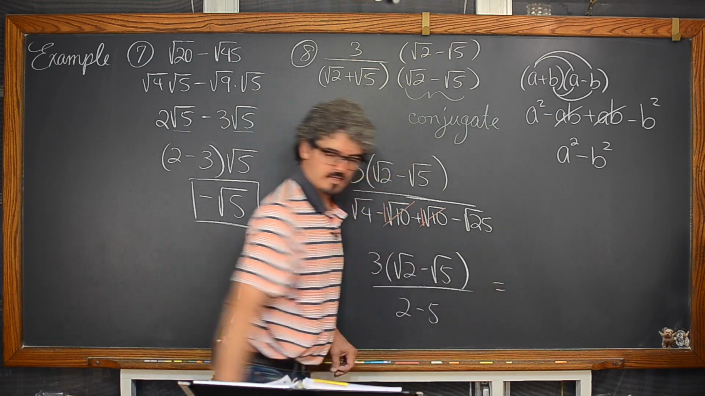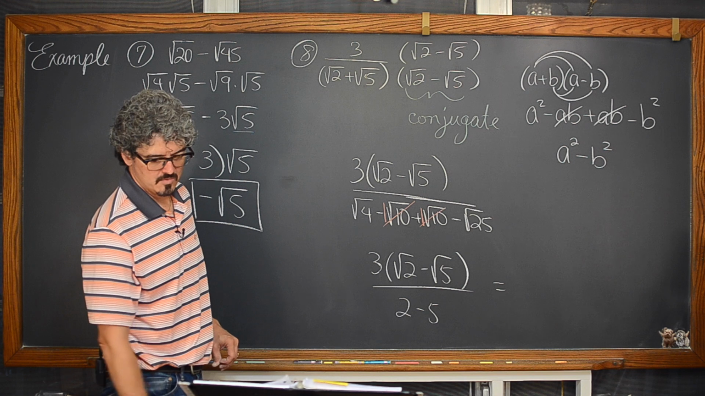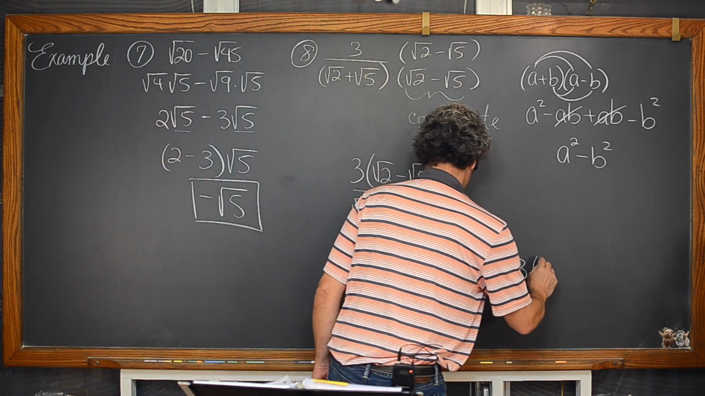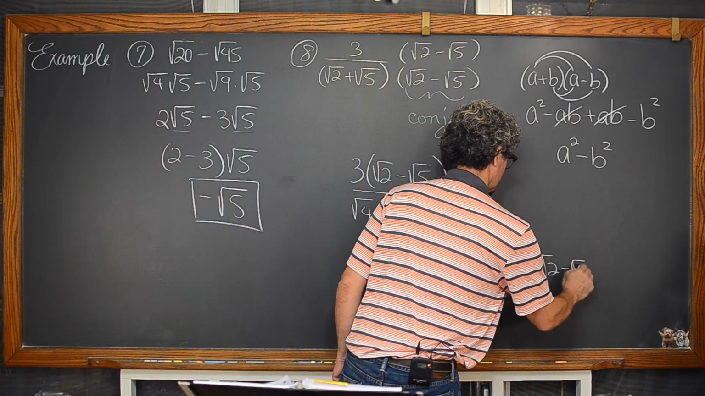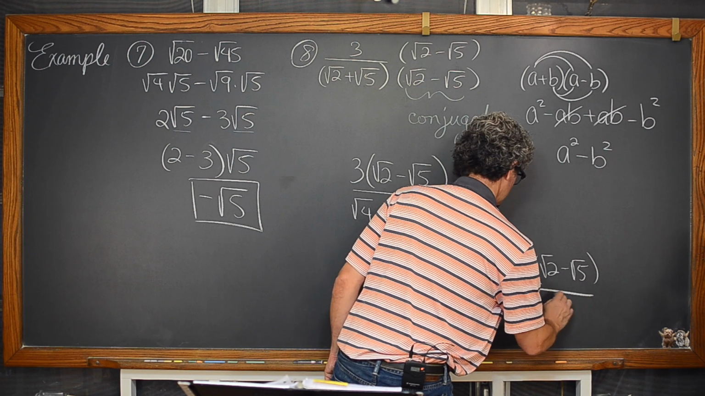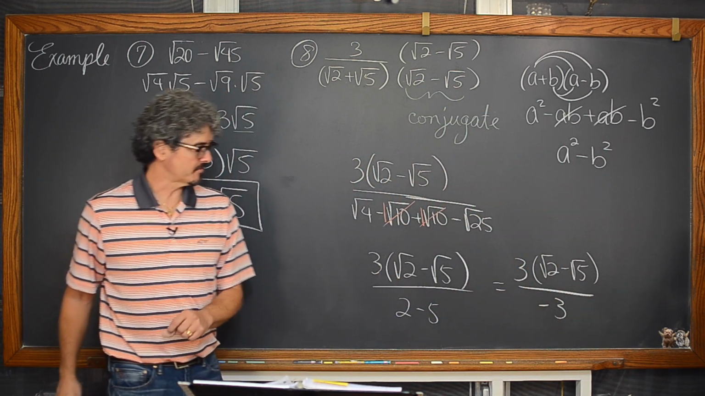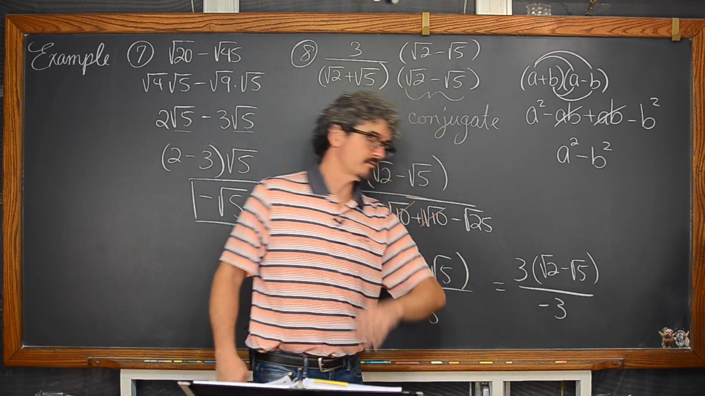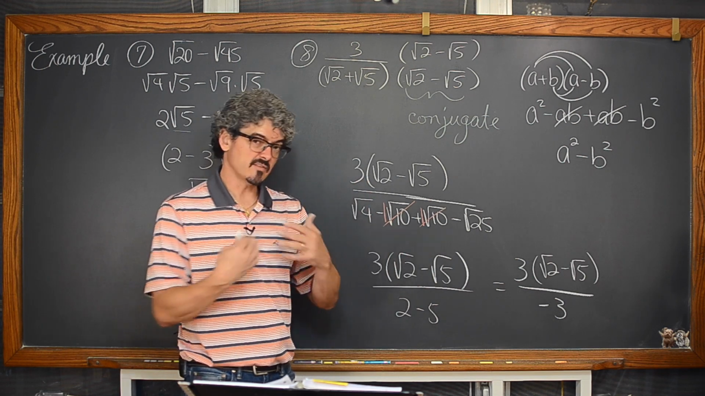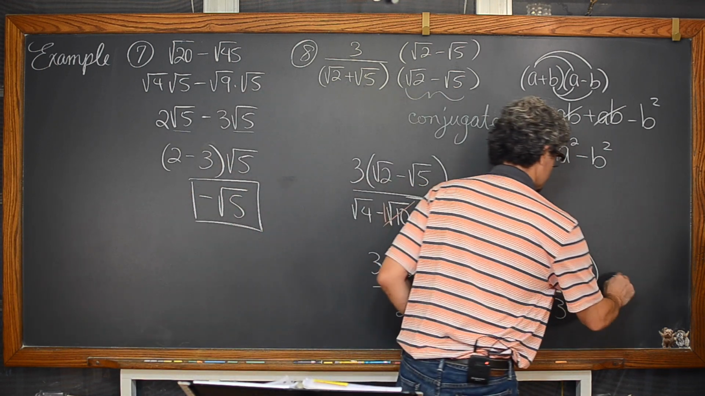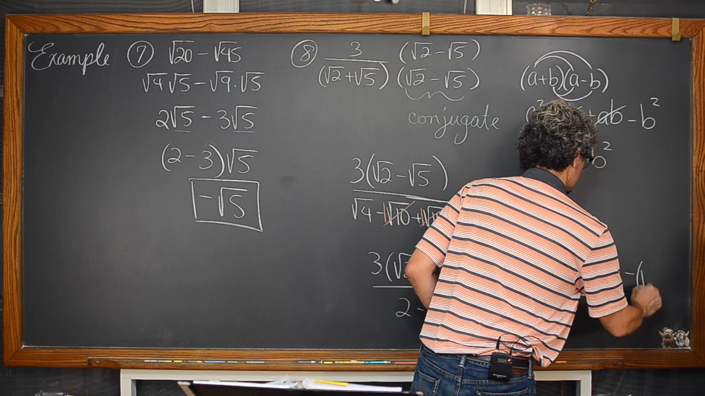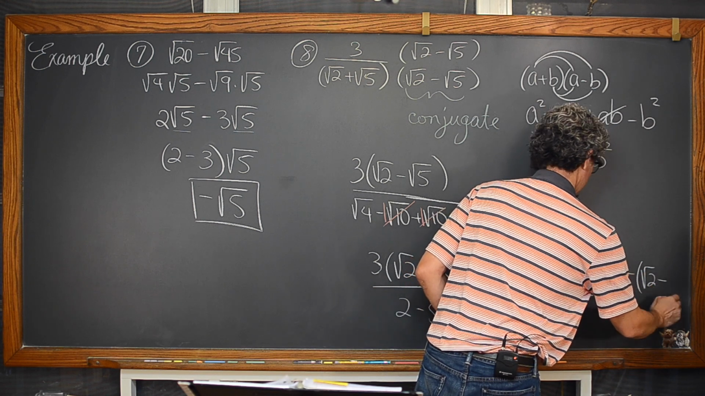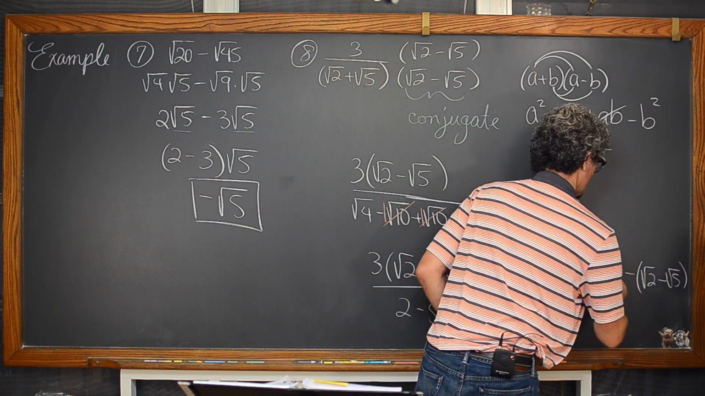And so our final answer is equal to 3 times the square root of 2 minus square root of 5 over 2 minus 5 is negative 3, and 3 divided by negative 3 is going to cancel out to give us basically a negative 1. So our final answer is negative square root of 2 minus square root of 5.